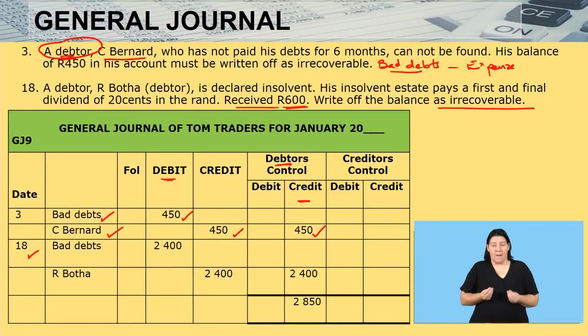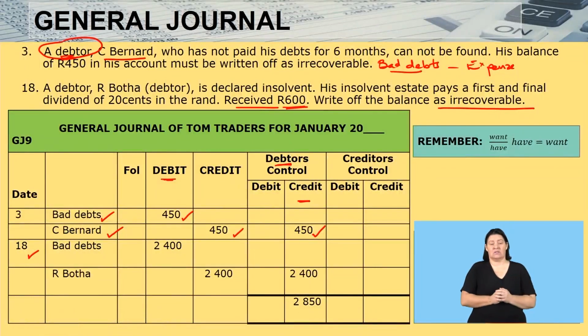But his insolvent estate pays a first and final dividend of 20 cents. So they've agreed to pay 20 cents in the rand of what Arbother was owing. And we have received 600. So the other amount has not been received. And that other amount that we have not yet received must be written off as irrecoverable. So first we need to calculate how much is the amount that must be written off as irrecoverable.